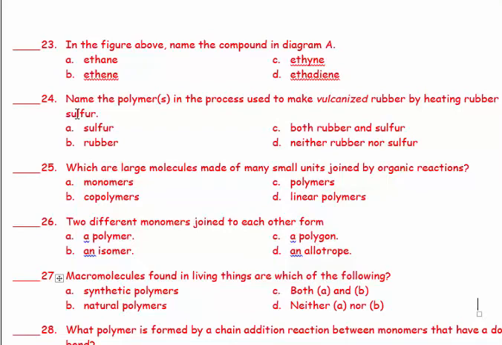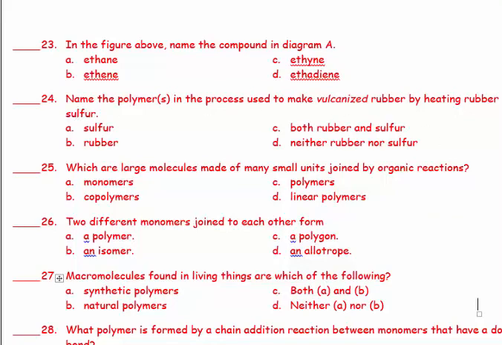25. Which are large molecules made of many small units joined by organic reactions? They're polymers. Okay, polymers are made of one or two or three monomers added together. So they're polymers. So number 26. Two different monomers joined to each other, they are going to form, as we just said, a polymer. Number 27. Macromolecules found in living things are which of the following? Can they be synthetic or natural polymers? Of course, as long as they are present in living things, they are natural polymers.